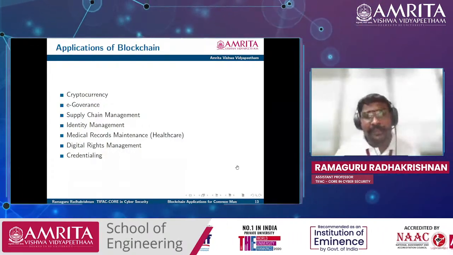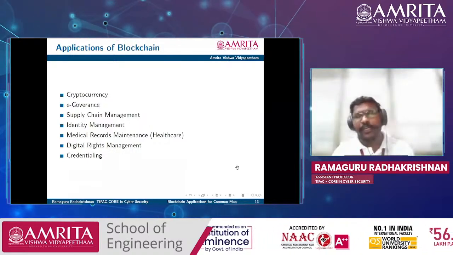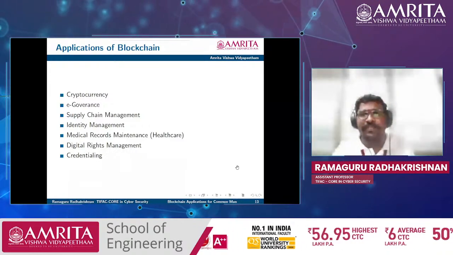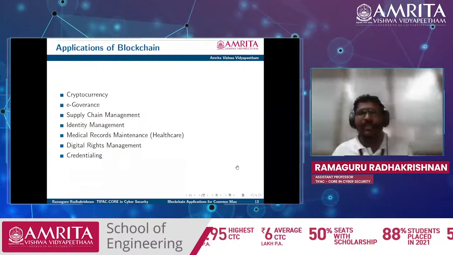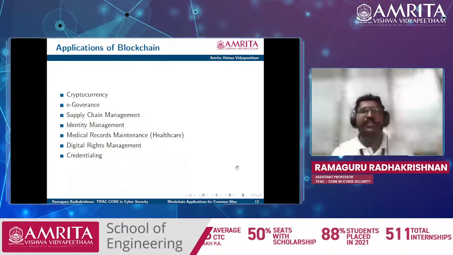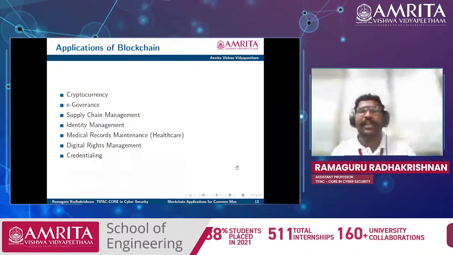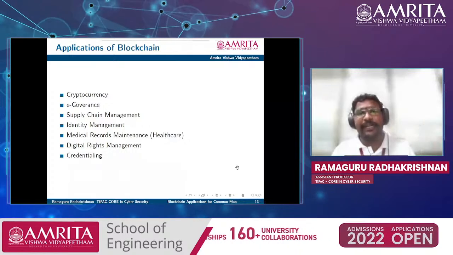The second area is supply chain management. It could be food supply chain management, or agricultural supply chain management, or pharmaceutical supply chain management. Supply chain is one other large area where blockchain is required, and many applications or many companies have adopted blockchain successfully in SCM.